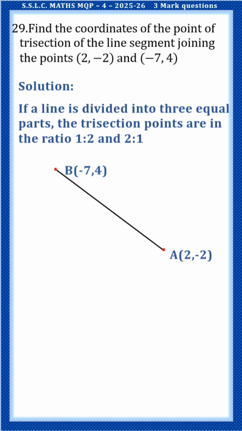If a line is divided in 3 equal parts, the trisection points are in the ratio. This is the first point of trisection, P, which divides the line segment in the ratio 1:2. This is the second point Q. This point divides the line segment in the ratio 2:1.